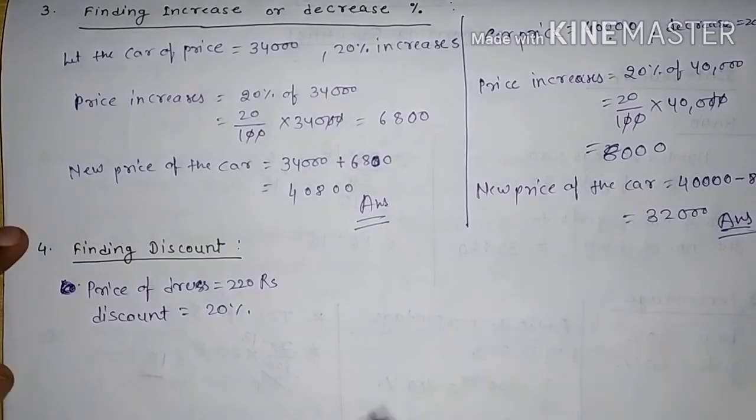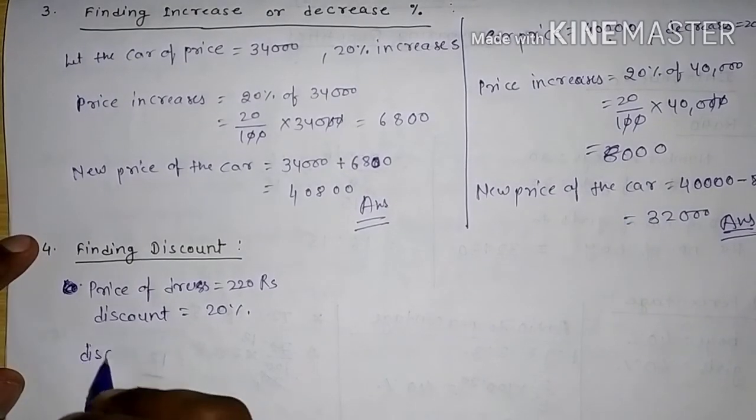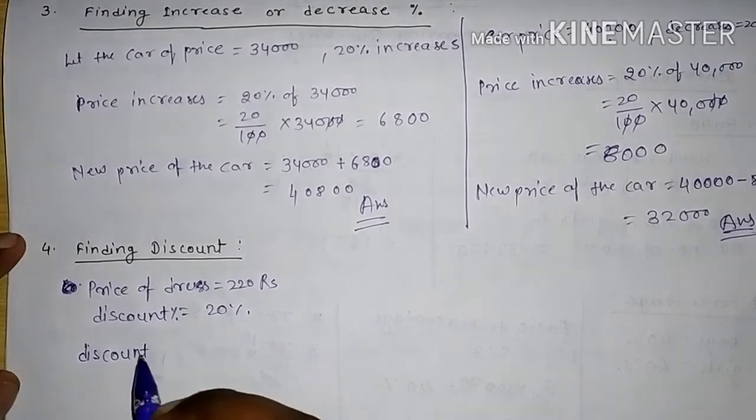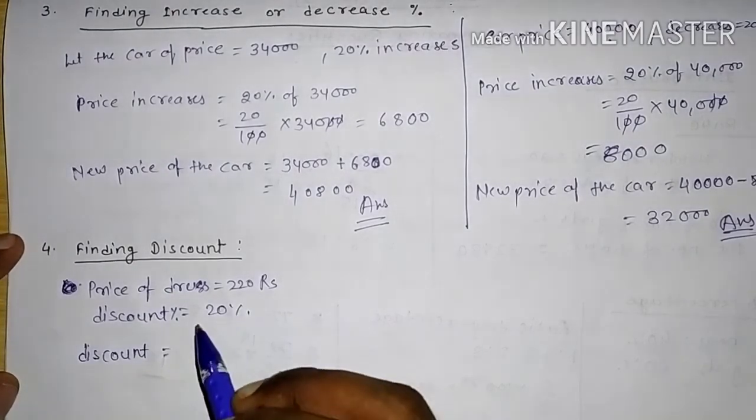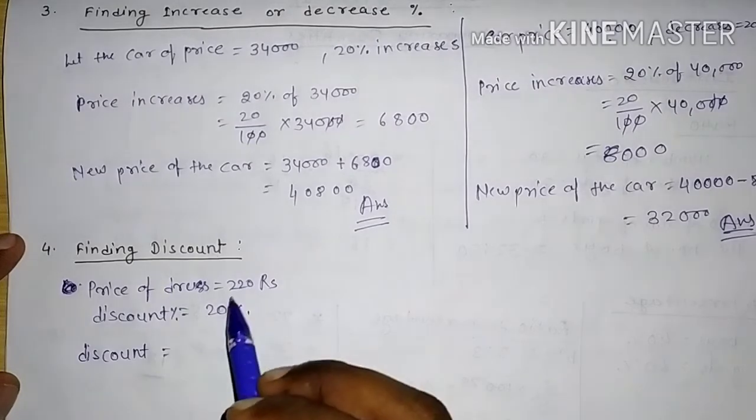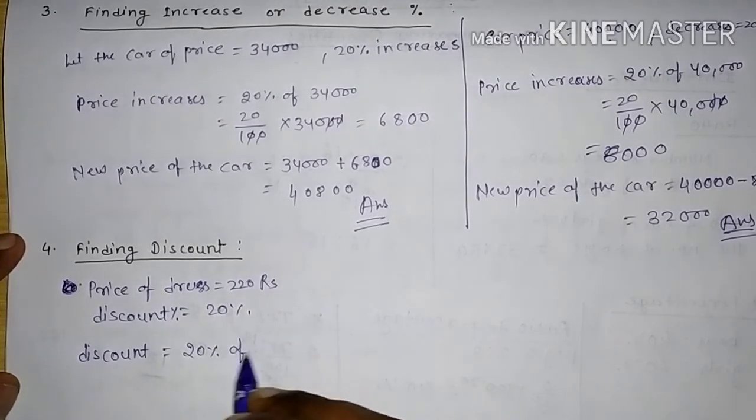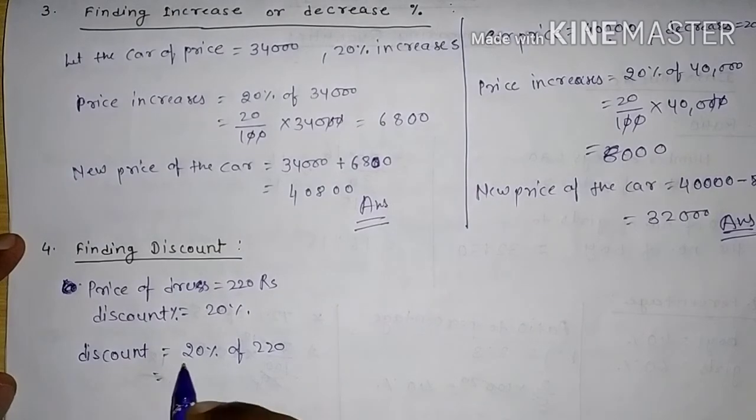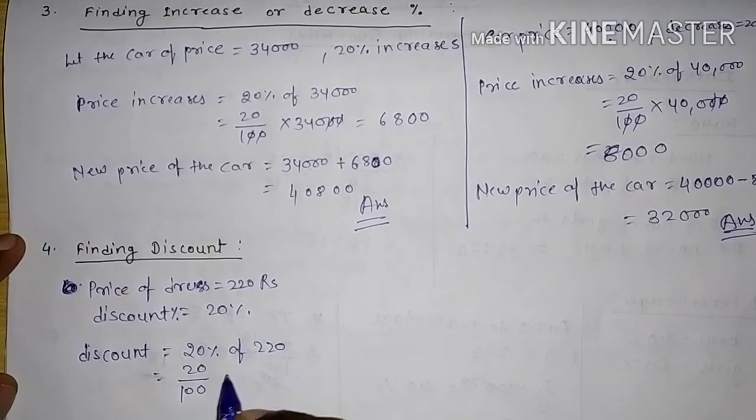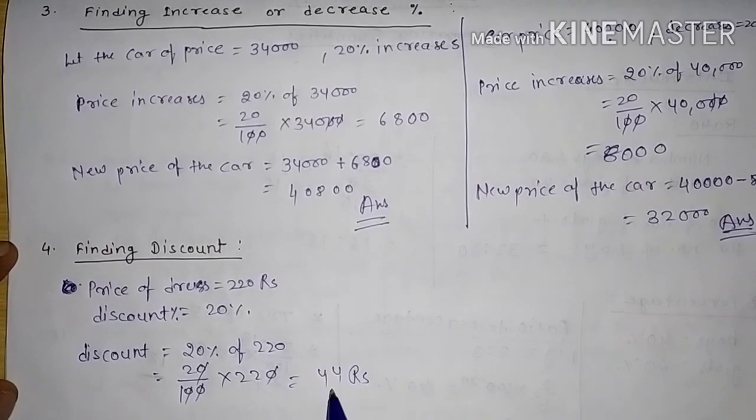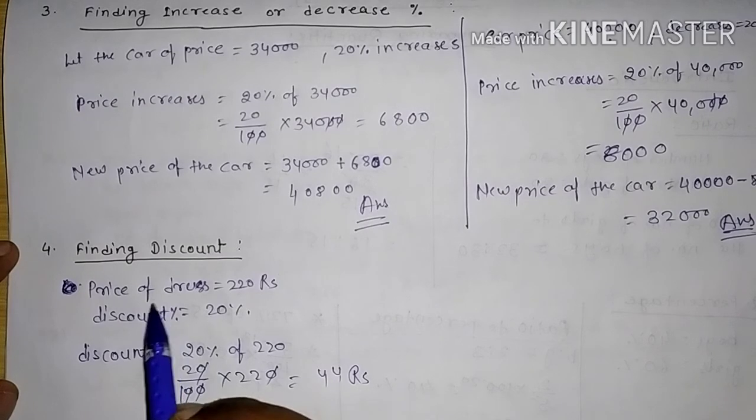So simply, first we have to find the discount. This is the discount percent, 20% is given. So the discount is 20% of the price of the dress. So 20% of 220. Just solve it: 20 divided by 100 multiplied by 220. So the zeros will be cancelled out. This is 44. 44 rupees is the discount on this dress.